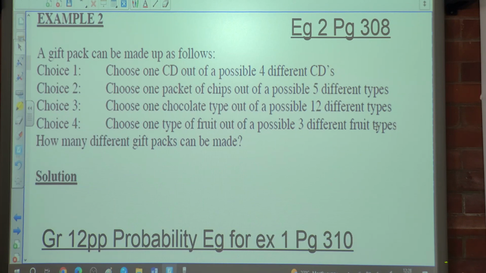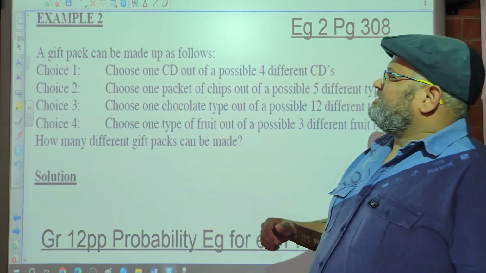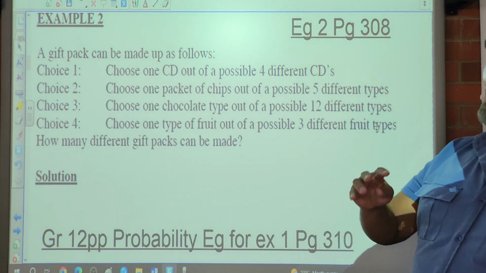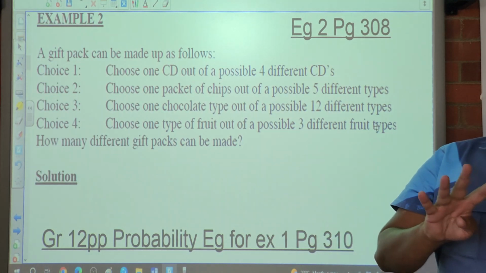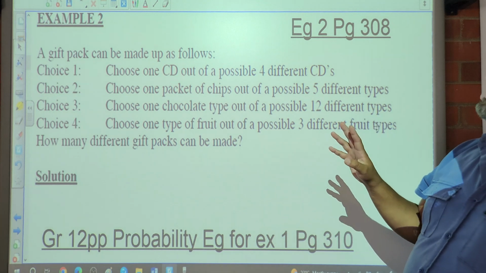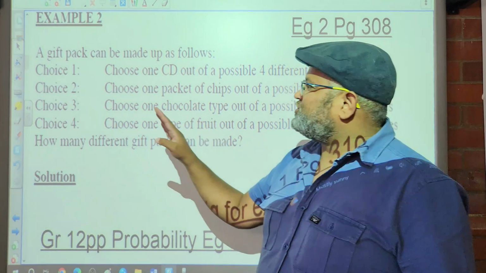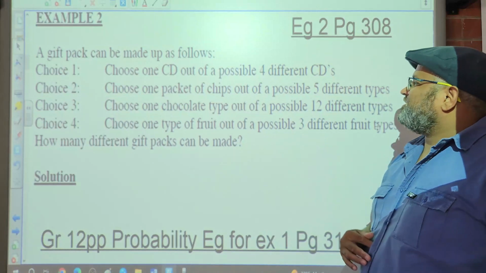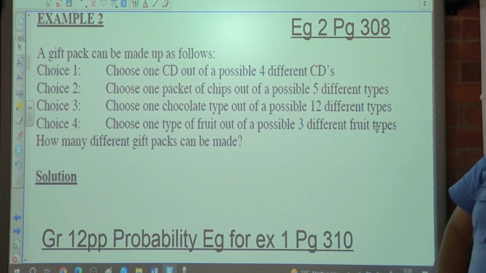Choice 1: we have a choice of a CD out of 4 different CDs. Choice 2: choose 1 packet of chips out of a possible 5 different chips. Choice 3: choose 1 chocolate type out of a possible 12 different types.